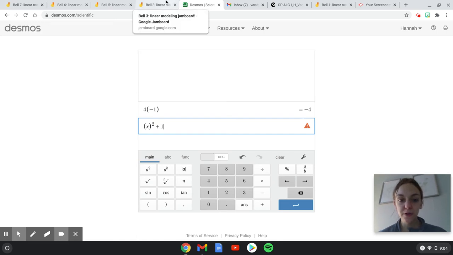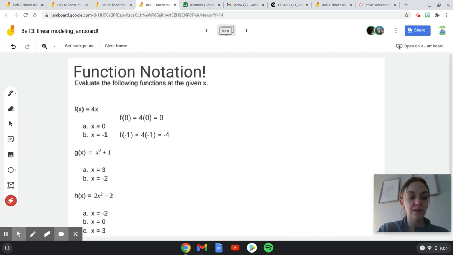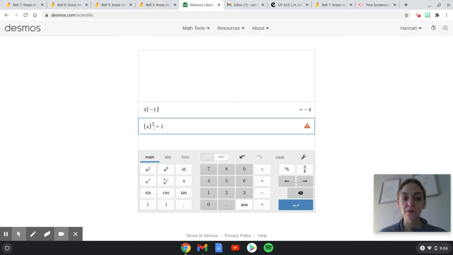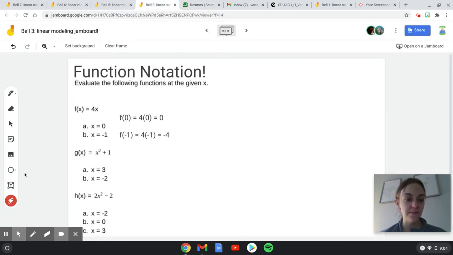Okay, so this is my new equation. This is g of x, what g of x is telling me. And then it's asking me to evaluate when x equals 3. So literally all I have to do is come in here and put a 3 in for x. And I get that my answer is 10. So g of 3 equals 10.